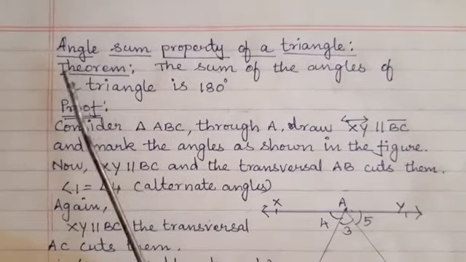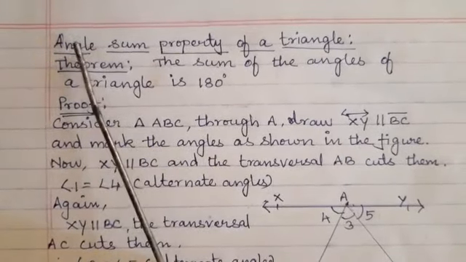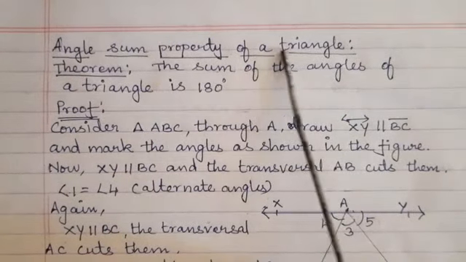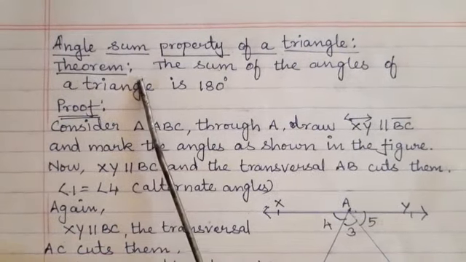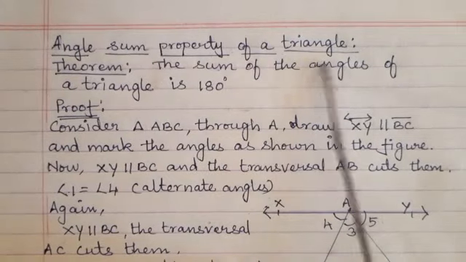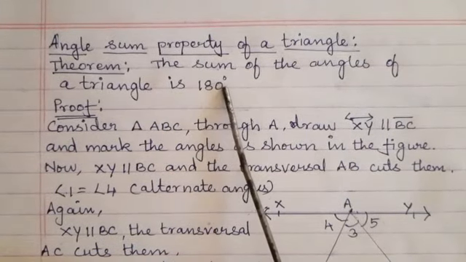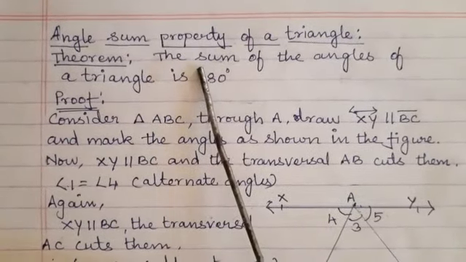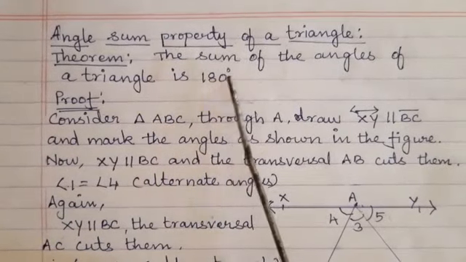Now we have to see a very important theorem, the angle sum property of a triangle. Theorem: what is the theorem? The sum of the angles of a triangle is 180 degrees. That is, the 3 angles in a triangle, all of their sum equals 180 degrees.